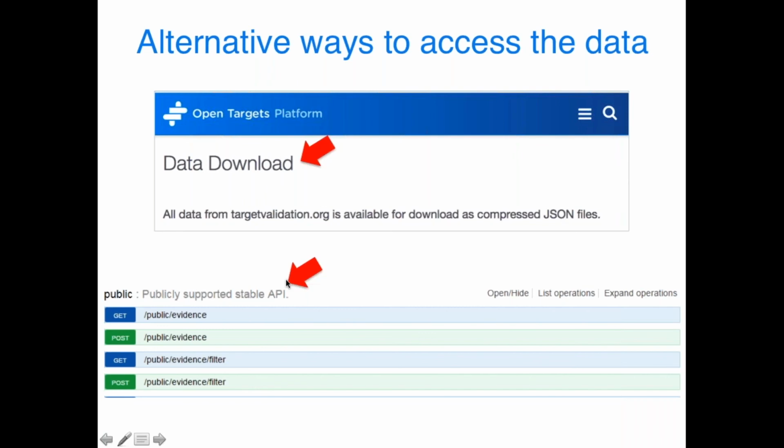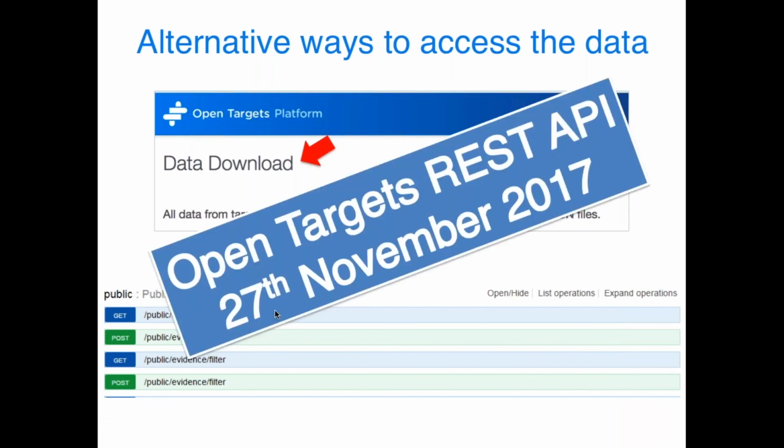Those files are available as JSON files, and we also have a REST API that you can use to query the data very easily using some of the REST API endpoints. On that note, if you are interested in programmatic access of Open Targets, please sign up for our webinar on the 27th of November. We can give you more details nearer the time or by email if you wish. In a month's time, we will tell you exactly how to use some of the endpoints in order to get the data programmatically.